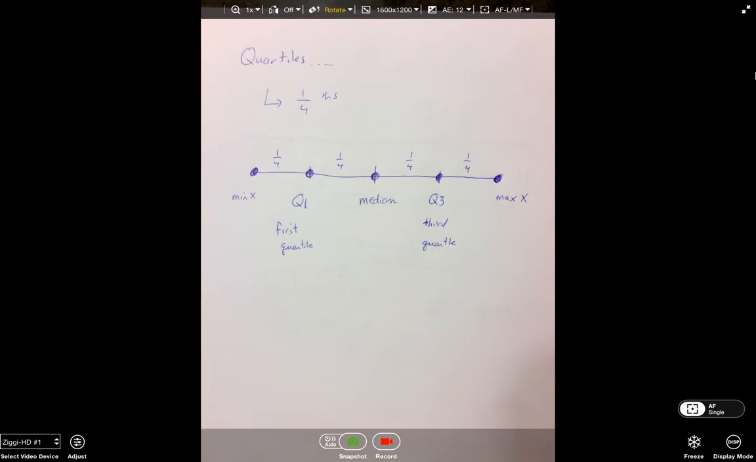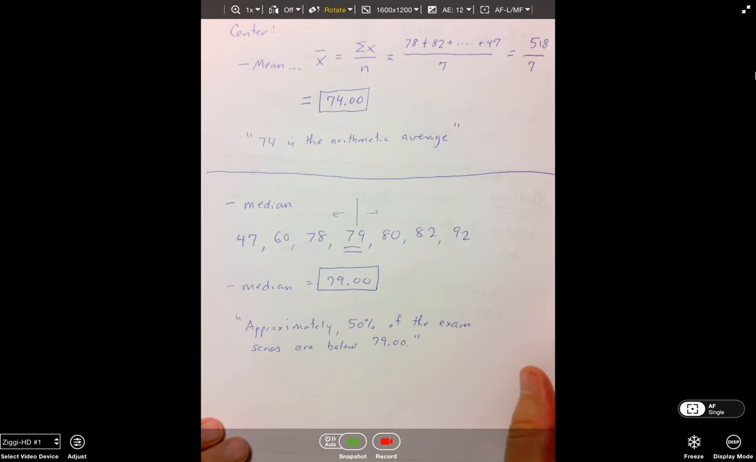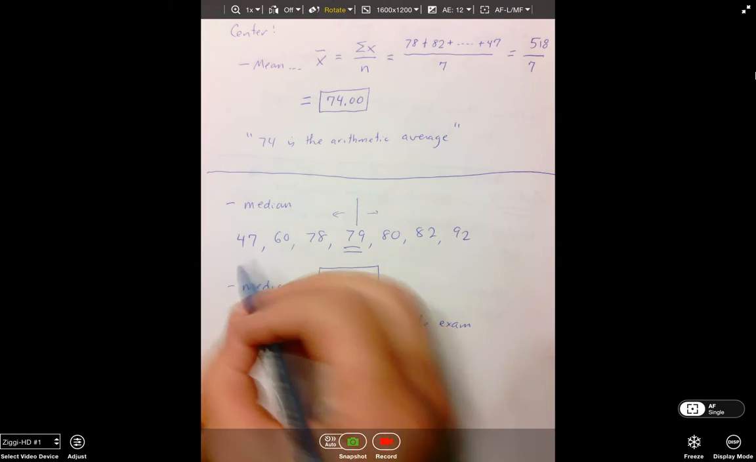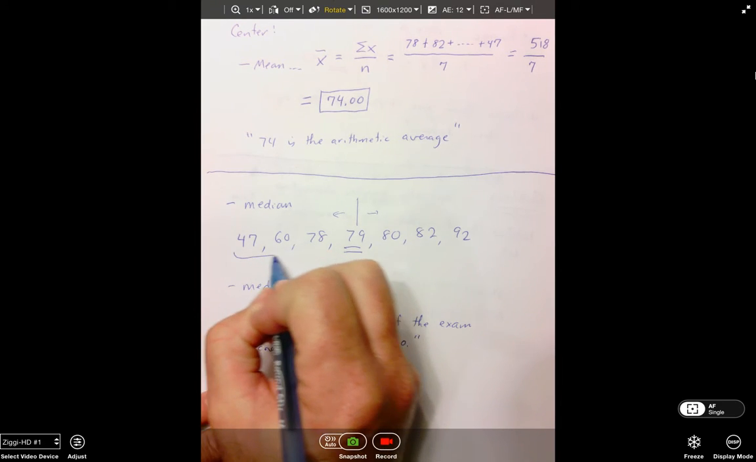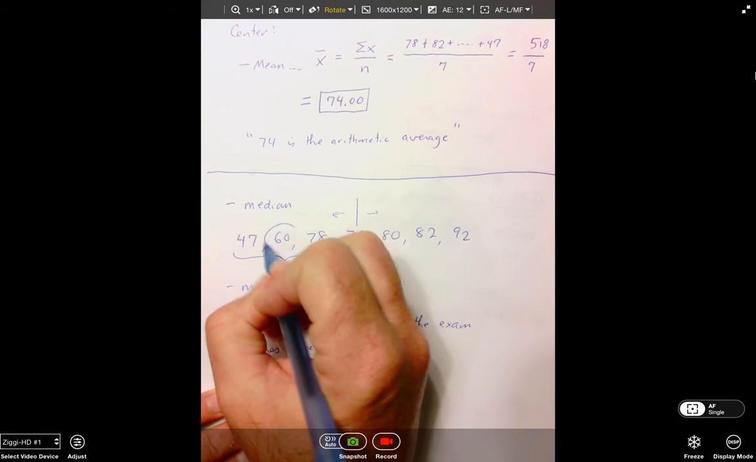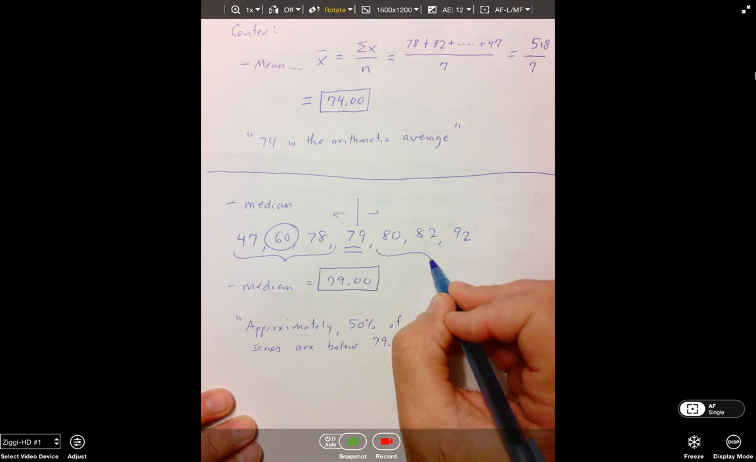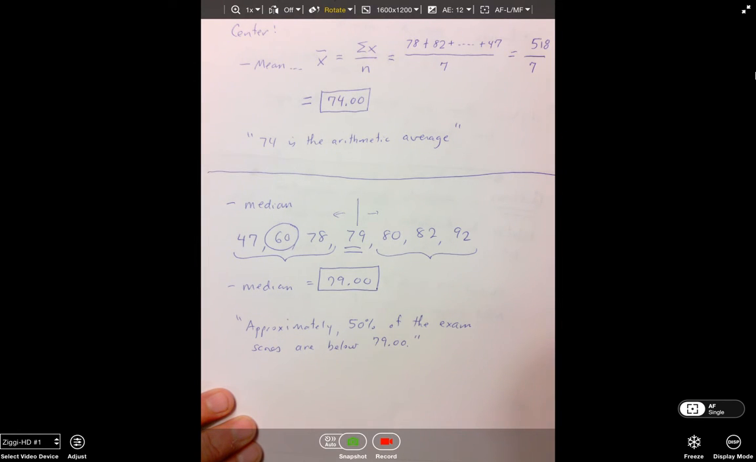So guys, we can go back to our ordering of our data when we had listed from low to high, and we can come in and do what? We can see that for the data below the median, these 3 scores right here, 47, 60, and 78, the median of those scores would be equal to 60. For the data above 79, the median of those scores would be 82.